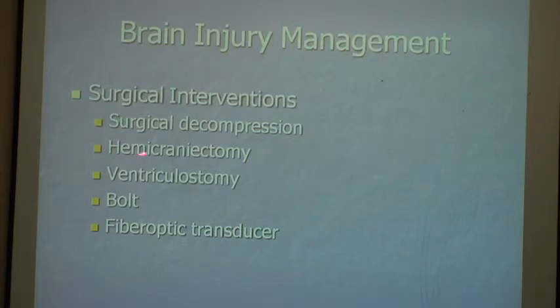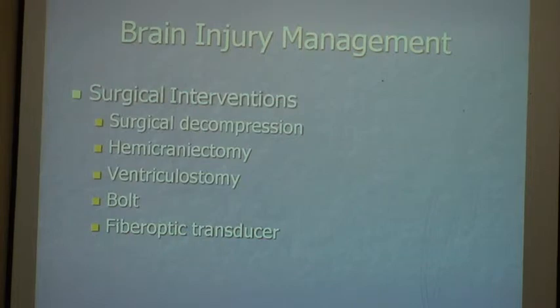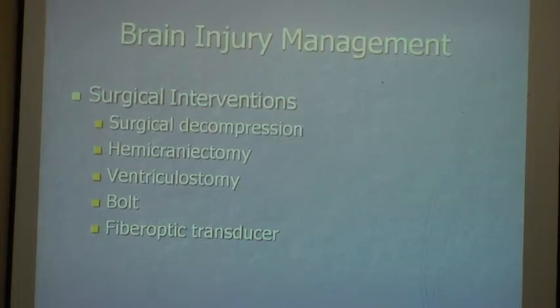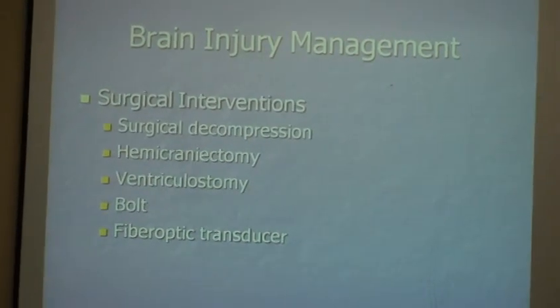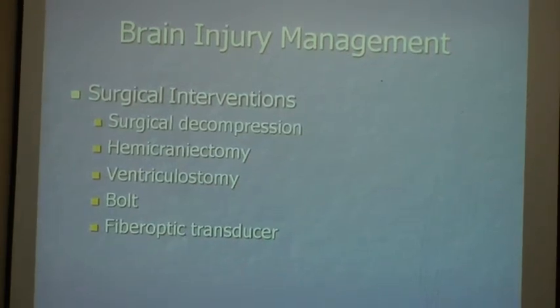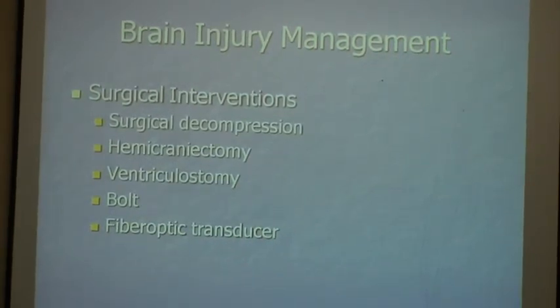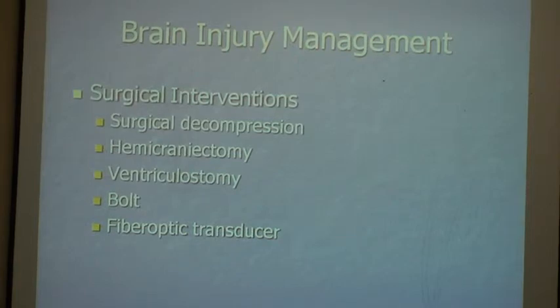The nice thing about a ventriculostomy is that you can drain CSF with it, and it's very accurate. The not so nice thing is it's a great place to get an infection. And so, there are trade-offs. Bolts and fiber optic transducers like the Camino are a little easier to put in. Not so much chance of infection because they're not quite as invasive. But you can't drain CSF with them, and they have a tendency to not be as accurate as a ventriculostomy.